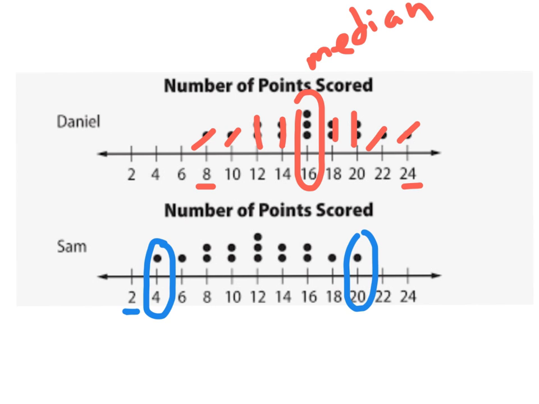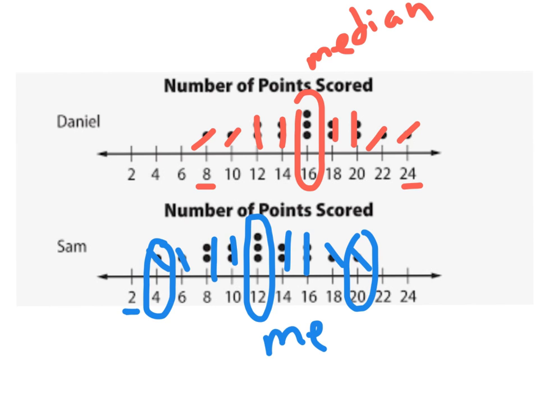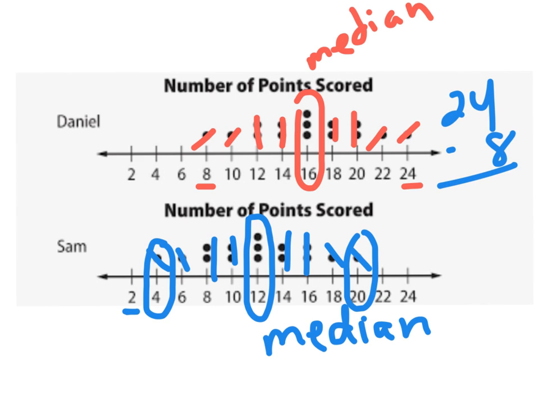His mode, the one that comes up the most often, is 12. And then once again, we need to find that median, that middle number. So we're going to cross out. And his median happens to be 12. The questions asked might be, does Daniel have a greater range than Sam? So to find the range, you would do 24 minus 8, and then you would be doing 20 minus 4 and find out if it was greater or not.